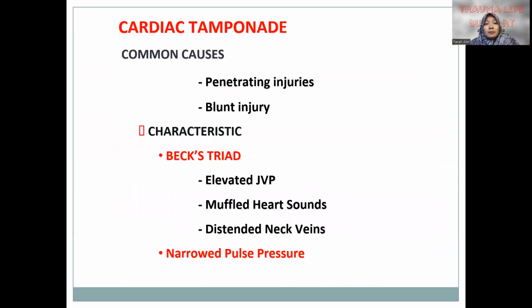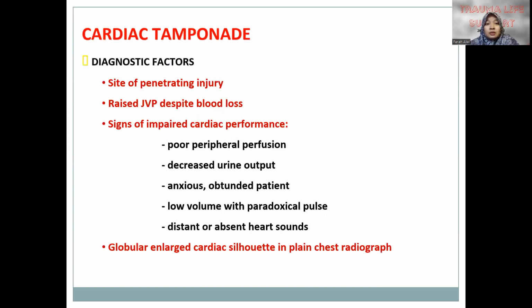Right, cardiac tamponade. Cardiac tamponade can be because of penetrating injury or blunt injury. The characteristic signs will be Beck's triad: elevated JVP, muffled heart sounds and distended neck veins. Your pulse pressure will be narrow, your BP will be low.